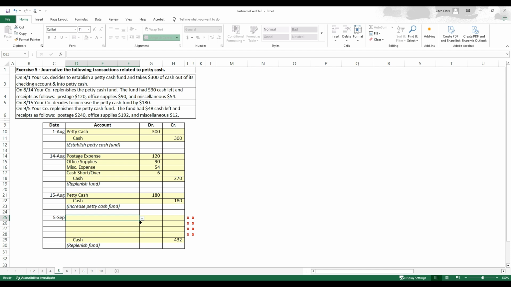And what was that for? We have postage again, similar types of stuff, office supplies, it's miscellaneous. And let's go ahead and put these in: 240, 192, and 12. And again, similar type thing. We need to see how much cash, what are we short by? 480. Oh gosh, it's getting bigger. $36.